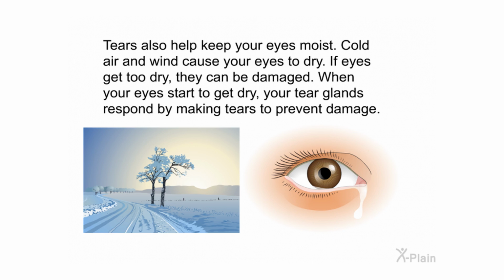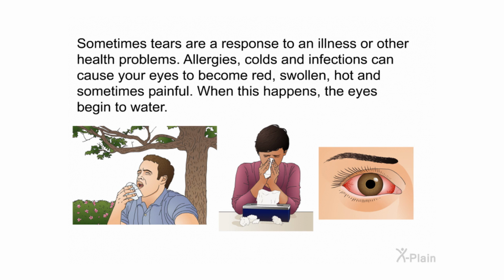Tears also help keep your eyes moist. Cold air and wind cause your eyes to dry. If your eyes get too dry, they can be damaged. When your eyes start to get dry, your tear glands respond by making tears to prevent damage. Sometimes tears are a response to an illness or other health problems. Allergies, colds, and infections can cause your eyes to become red, swollen, hot, and sometimes painful. When this happens, the eyes begin to water.